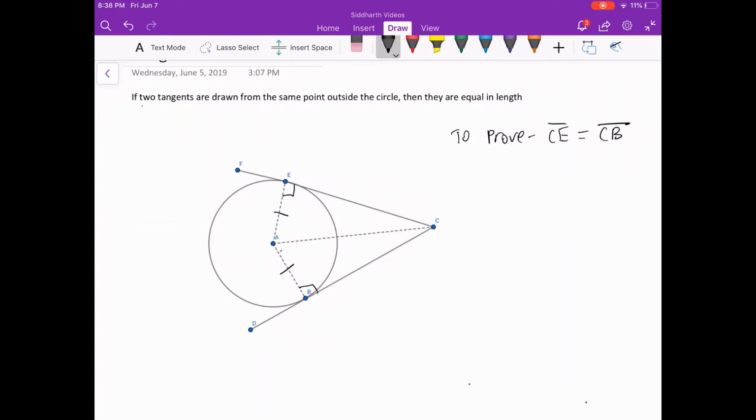So, triangles AEC and ABC are congruent to each other by RHS. That means that CE has to equal CB.